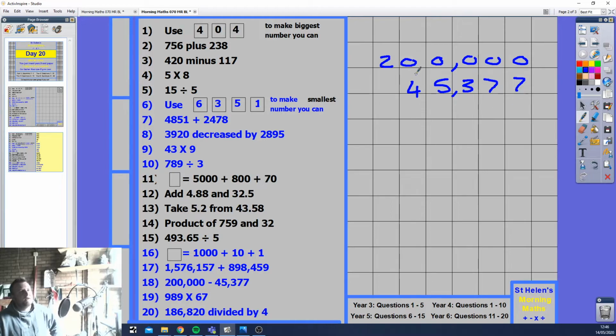And then we do the calculation. I can't borrow all the way up to 100,000, so I've got to give 100,000 all the way down. But I can't go and give 100,000 to a unit. I've got to give it to the next place value down. So I give 100,000 to the 10,000s.